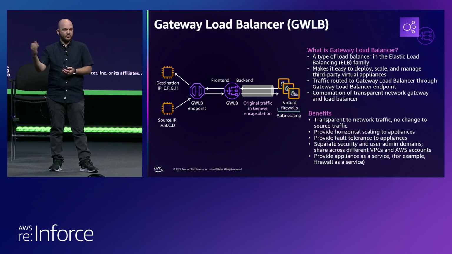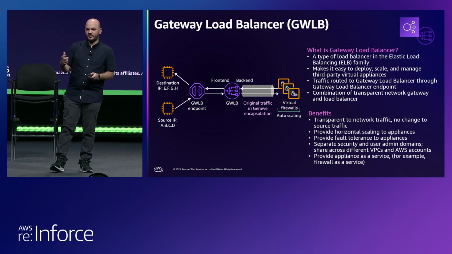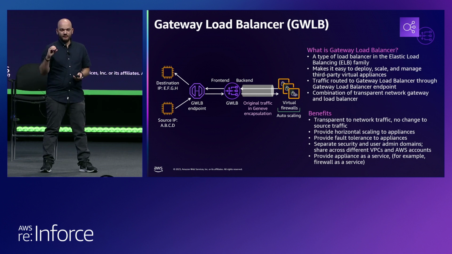So how it works, the traffic needs to hit a firewall. It will come from a source IP. It will go to a gateway load balancer endpoint, and this is what I spoke about. It's the same endpoints that we use in our VPCs. That endpoint will be connected to our gateway load balancer. So the traffic comes to the load balancer, and it is connected to different destination EC2 instances to load balance the traffic between them.